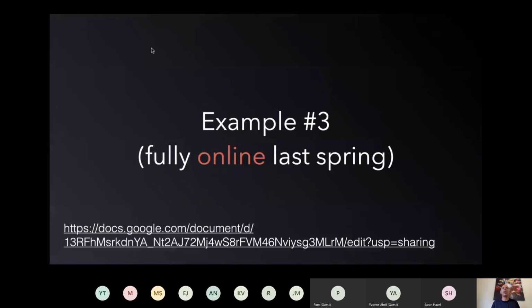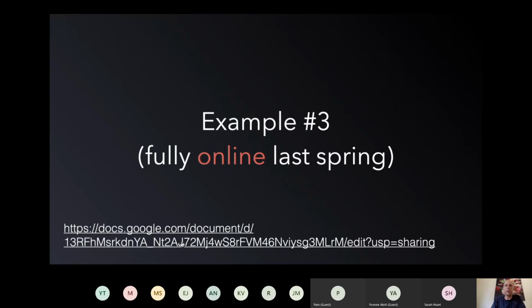I really enjoyed that challenge of trying to figure out how to do something differently. Although the situation was horrible and dark, for me, it re-energized me as a lesson designer a little bit. So example number 3, this is fully online last spring.